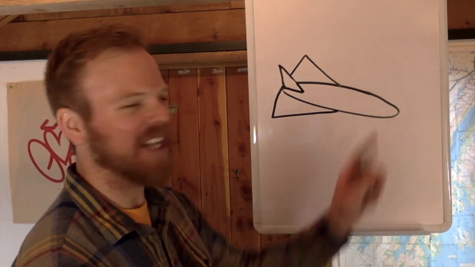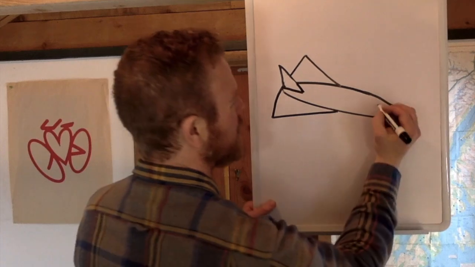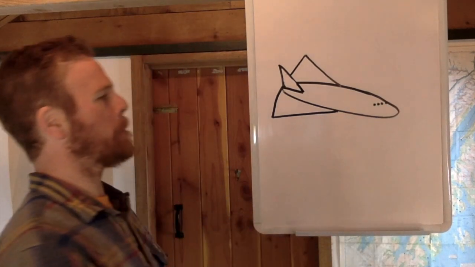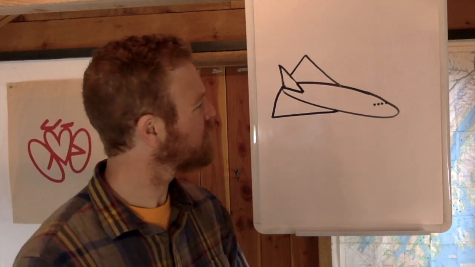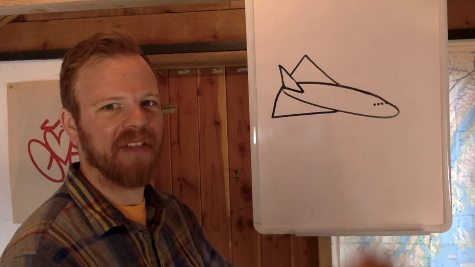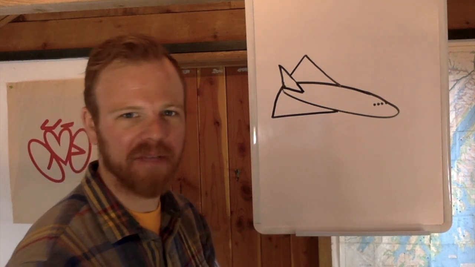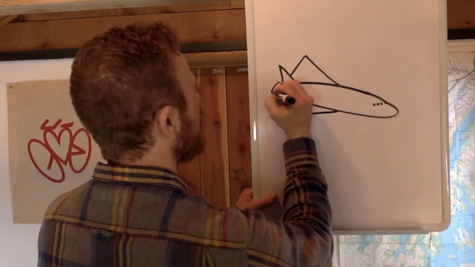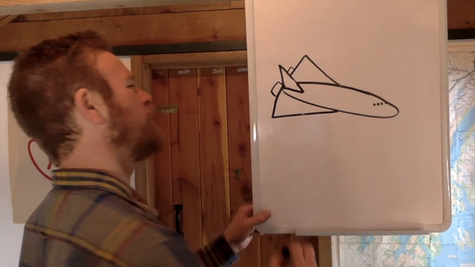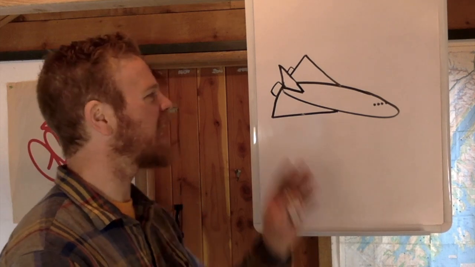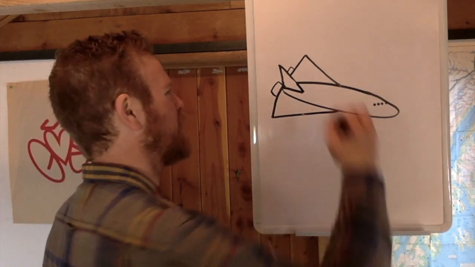Let's put some windows on the front of our space shuttle. Small round circles like that. Let's add some rocket boosters on the back. That's another really important feature of a spaceship. Some big rockets. Here's a big rocket, kind of like a square. And if you want, you can have some flames coming out of those for effects.